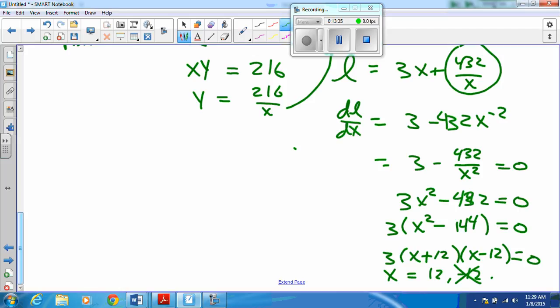We checked for when the derivative equals 0, but we must also check for when the derivative does not exist. Are there any places where the derivative does not exist? When x equals 0, bam, I blow up. So we would say that dL/dx does not exist if x equals 0. So I have these two critical points right here.